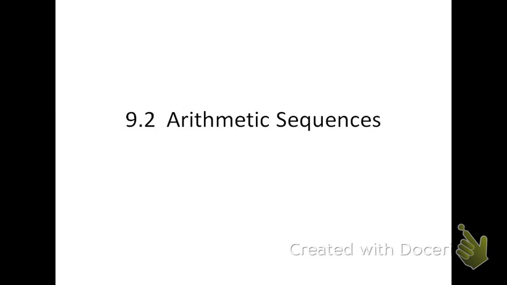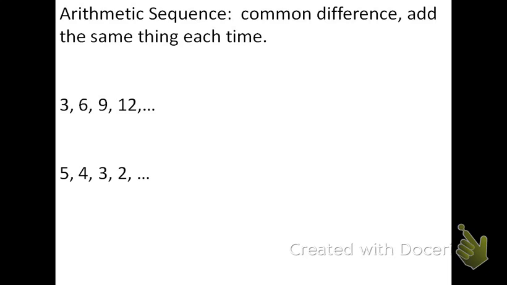This is section 9.2, arithmetic sequences. An arithmetic sequence is a type of sequence where there is a common difference between each term. That just means that we are adding the same thing each time. So for this first sequence, 3, 6, 9, 12, we are adding 3 each time to get to the next term. Or we could say that the common difference is 3.